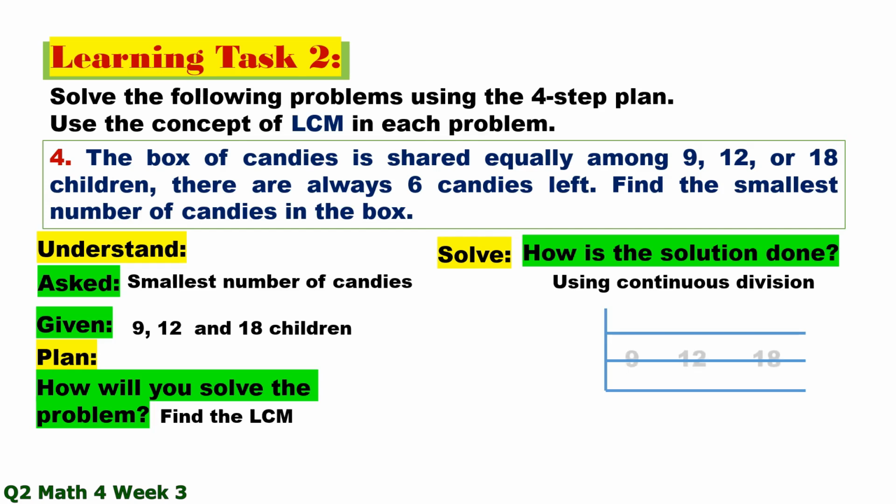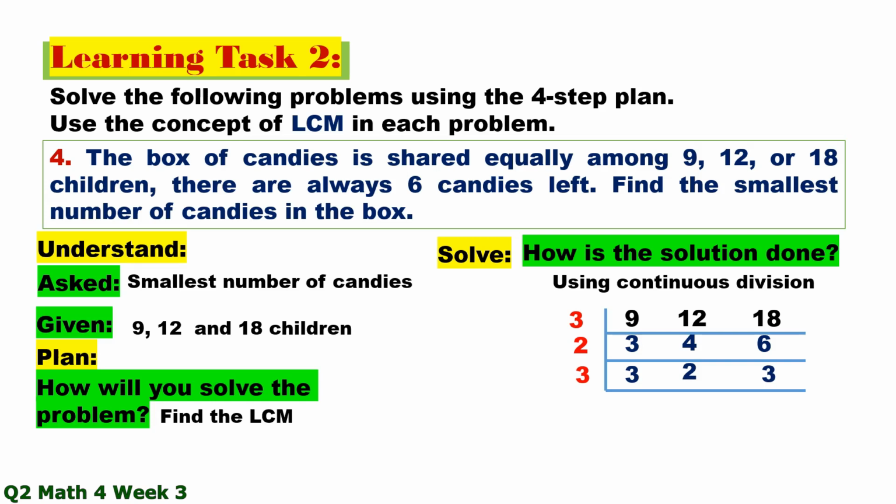How is the solution done? Using continuous division for 9, 12, and 18. Those are divisible by 3. 9 divided by 3, 3. 12 divided by 3, 4. 18 divided by 3, 6. 4 is divisible by 2. Bring down 3. 4 divided by 2, 2. 6 divided by 2, 3. So, 3 and 3 are divisible by 3.